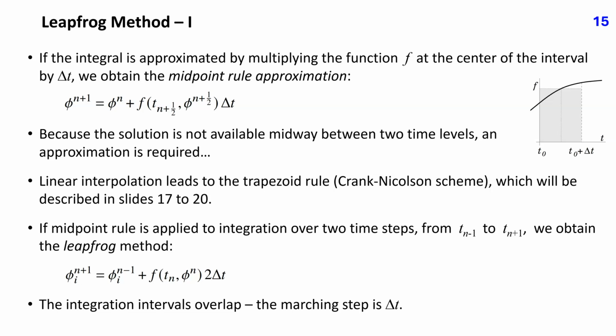There are two other less obvious ways of using midpoint rule for time integration. One is to integrate over two time steps, from tn minus delta t to tn plus delta t. Now tn is in the middle of the time integration interval, and the use of midpoint rule leads to the following expression. This is an explicit scheme called leapfrog method. The new solution at time level n plus 1 is equal to the solution at time level n minus 1 plus the function f at time level tn multiplied by 2 delta t. We are marching in steps of delta t, so integration intervals overlap.